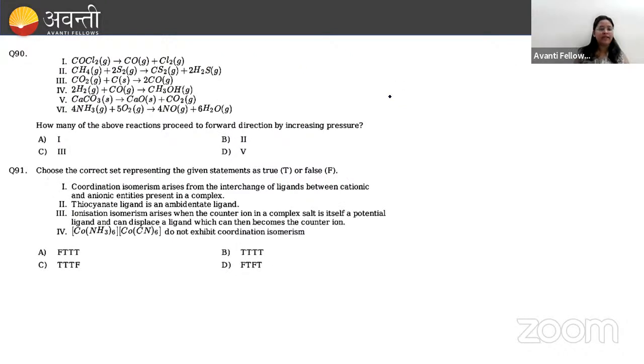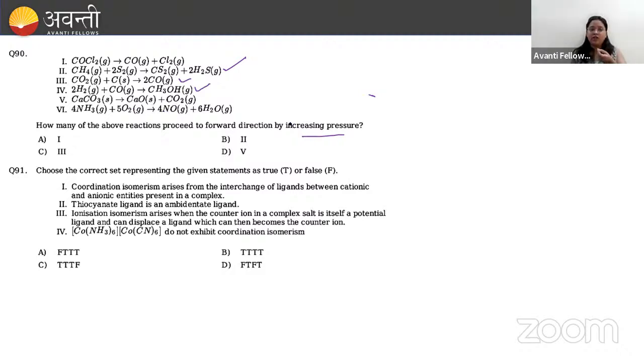Here, how many reactions proceed in the forward direction by increasing the pressure? We need to increase the pressure and see which reactions are going to go in a forward direction. There are 6 reactions given to us, such as CaCl2, CO plus Cl2, methane reacts with sulfide to give CH2 plus H2S, CO2 on reaction with carbon gives CO, H2 reacts with CO2 to give CH3OH, CaCO3, like this. So what is the criteria?